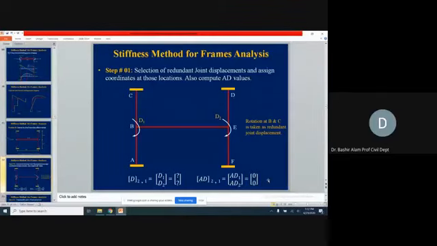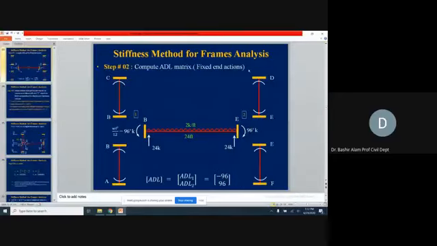Step number 2, now generation of the ADL matrix. So for the ADL matrix, you see here fixed end actions we need to find out. So at joint B, we have split now for each member here. BC, you see that 24 feet. BC, you see that I think it was 12 feet, and AB was also 12 feet. So those dimensions are not written, but you can see here.